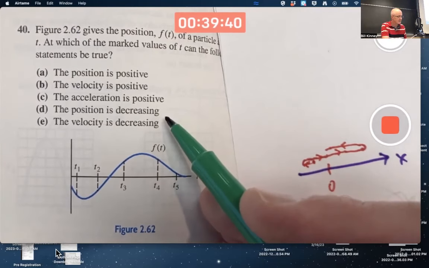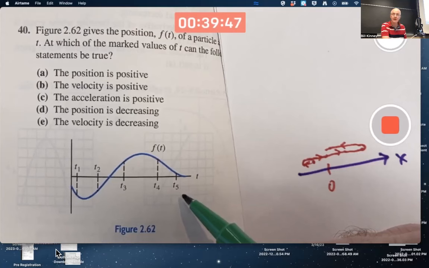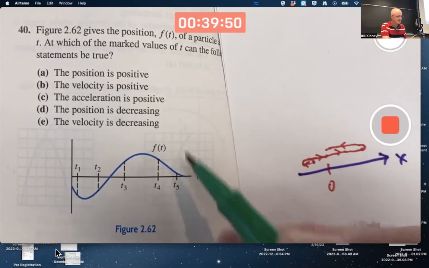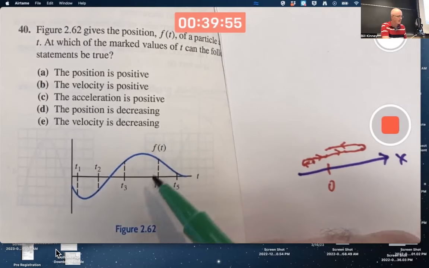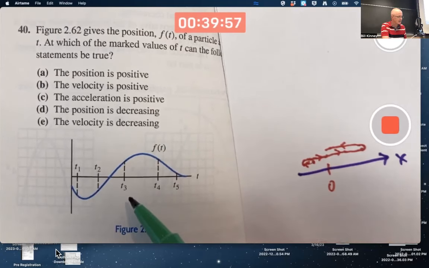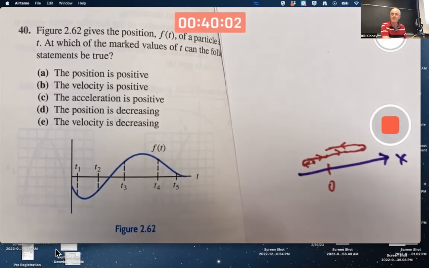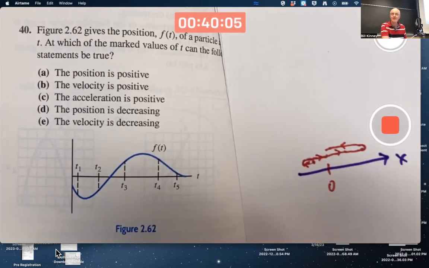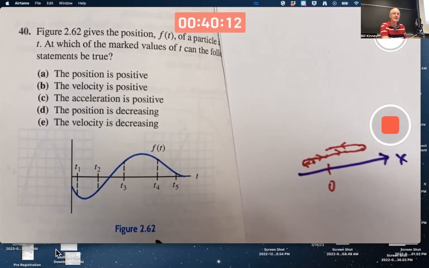The position decreases where the velocity is negative. That's at T1, T4, and T5. That's when you're moving to the left, when position is decreasing. The velocity is decreasing when the acceleration is negative. When the second derivative is negative, that's occurring at T3 and T4, because that's where the graph is concave down. Once again, it's something where you might be sitting here and saying, yeah, I get it, but then you get home and you don't get it. Okay, you got to rethink about things carefully.